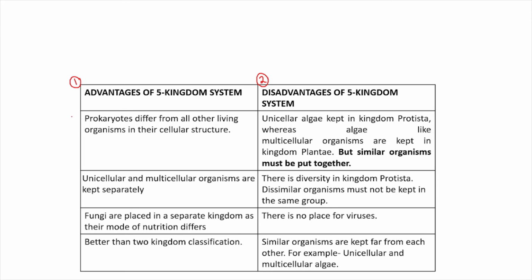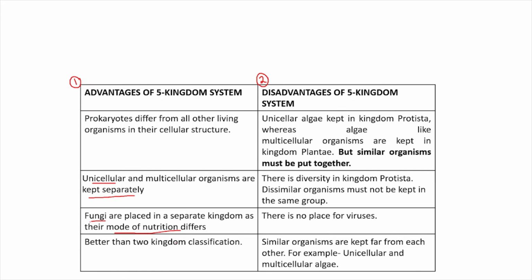Prokaryotes differ from all other living organisms in the cellular structure. So prokaryotes differ from all other living organisms. That is why we have a separate kingdom for prokaryotes, which is called kingdom Monera. Unicellular and multicellular organisms in this 5 kingdom system of classification have been kept separately. Fungi have been assigned a unique kingdom in this 5 kingdom system of classification based on their mode of nutrition, and it is better than the previous systems of classification.